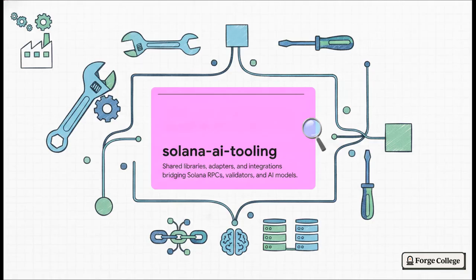To actually build this factory, we need to get a handle on a few key terms, starting with Solana AI tooling. Think of these as the standard tools and wrenches shared across the entire factory floor. We're talking about the shared libraries, adapters, and integrations, bridging your Solana connections, like your RPCs and local validators, with the AI models. Centralizing this stuff means your team isn't constantly reinventing the wrench for every single new project.